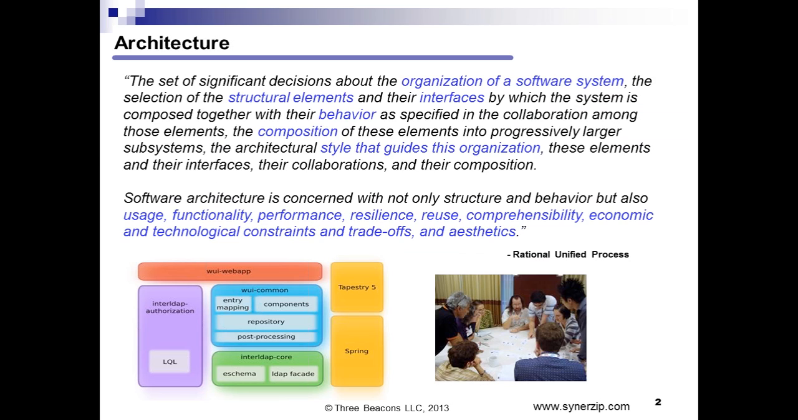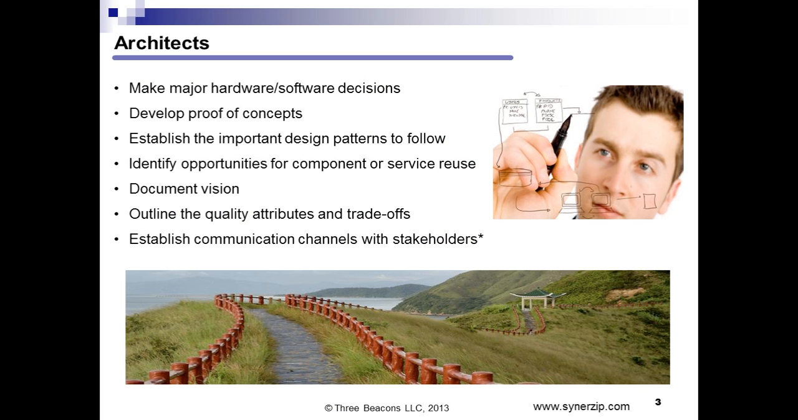Now, there are many definitions of architecture. Here is one from the Rational Unified Process. Many of you may be familiar with the RUP process. Most definitions of architecture talk about the software organization, the interfaces, the structural elements, the composition, the frameworks, even the style that goes into the organization. But architecture is also concerned with things such as usage, functionality, performance, resilience, and so on. It's a very broad, far-reaching endeavor and very important to project success.